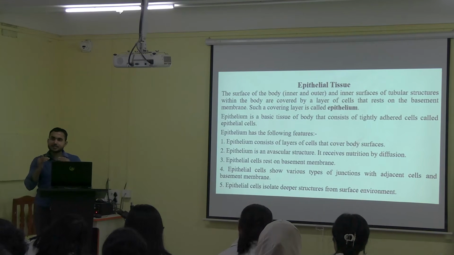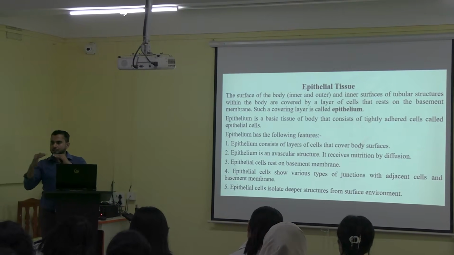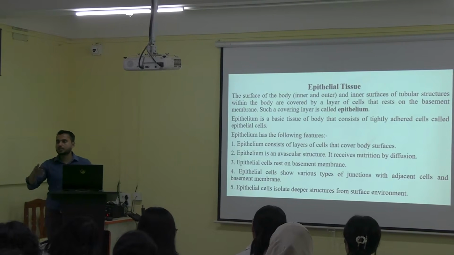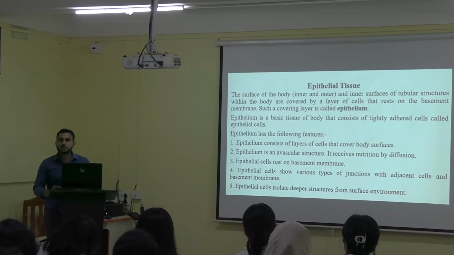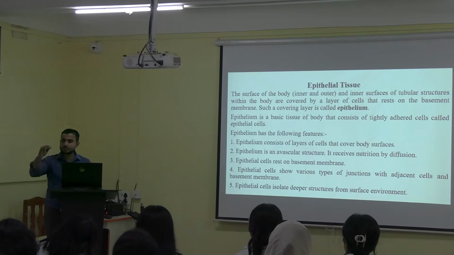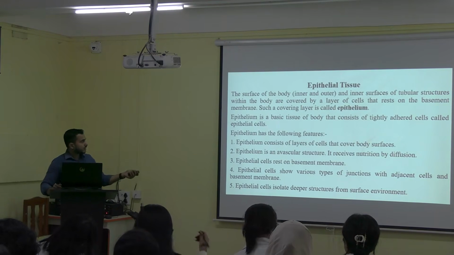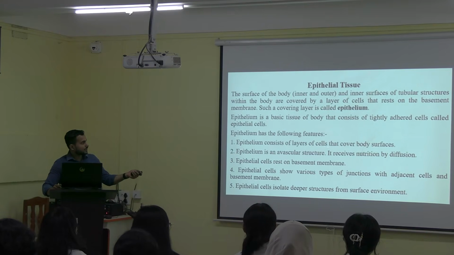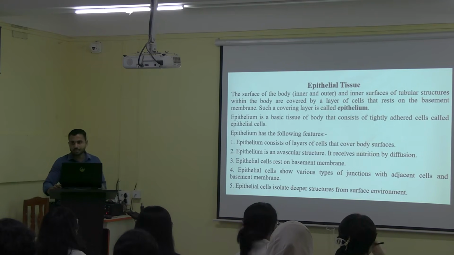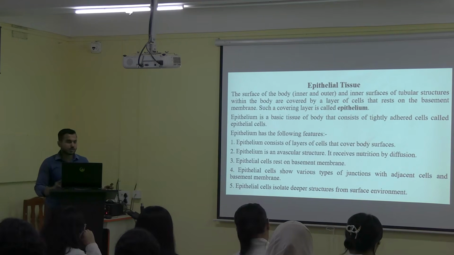But the cells are united. It's not like the cells are separated from each other. Suppose here is one cell, and here there is nothing. It is not like that. Cells are united to each other with the help of some cell junction. So that is one important feature, and the cells will be resting on a basement membrane. Next, you can see epithelial cells form layers which cover the body surface. Those cells will form a layer which will cover the body surface.